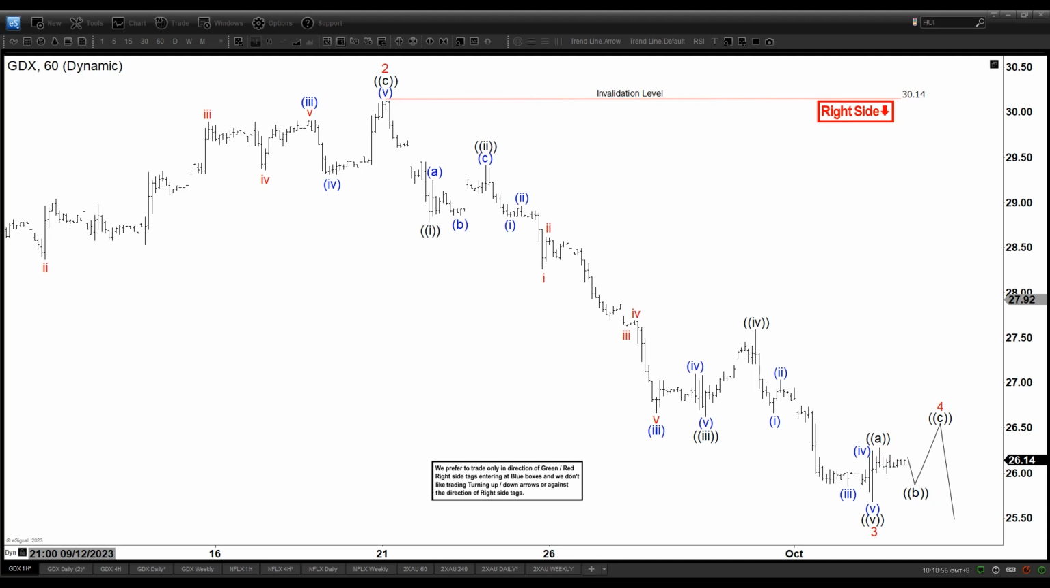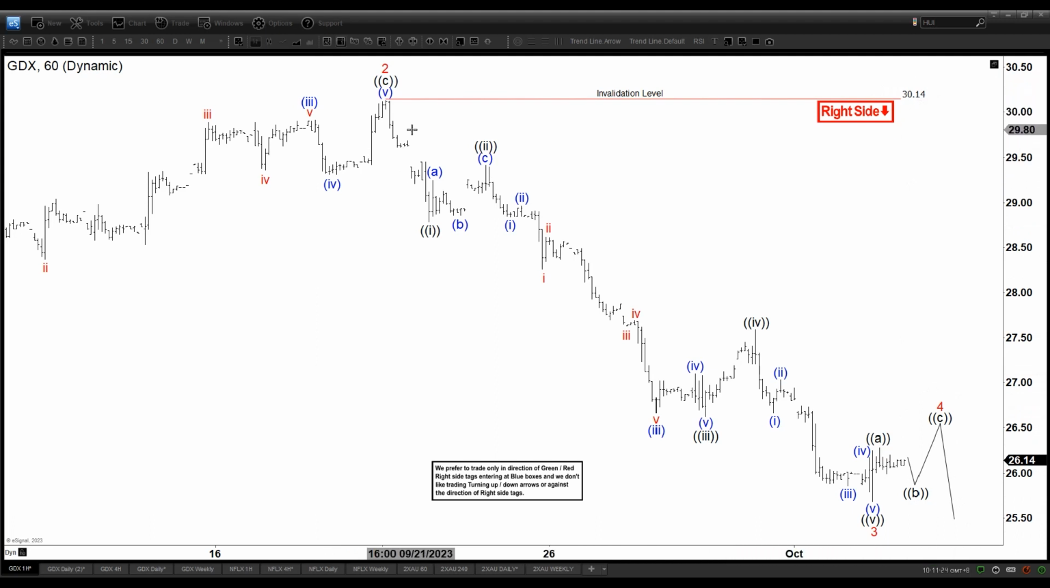Today is October the 4th and today's chart of the day is GDX. This is the gold miners ETF on the 60 minutes time frame. We can see we ended wave 2 here, and are now finishing wave 3 as an impulsive structure at the lows. We are looking for the rally in wave 4 to fail and extend lower again within wave 5 to the downside, as long as this invalidation level, this pivot, is holding here.